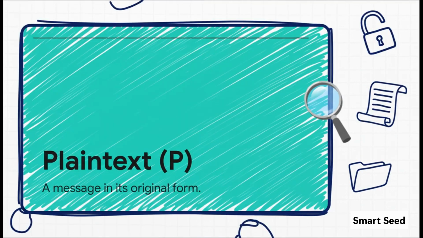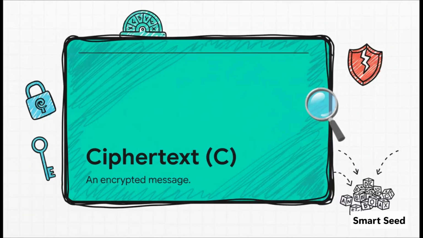So, the process always starts with something called plain text, and that's just the technical term for your message in its original readable form. It could be an email, your password, anything. And that plain text then gets transformed into ciphertext, which is just a scrambled, seemingly random mess of characters. The whole point is that to anyone snooping around, it should look like complete and utter gibberish.